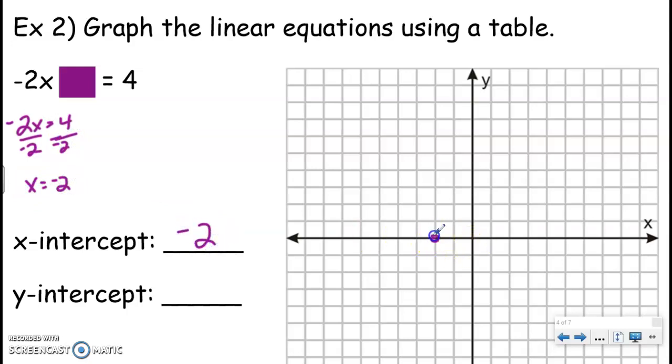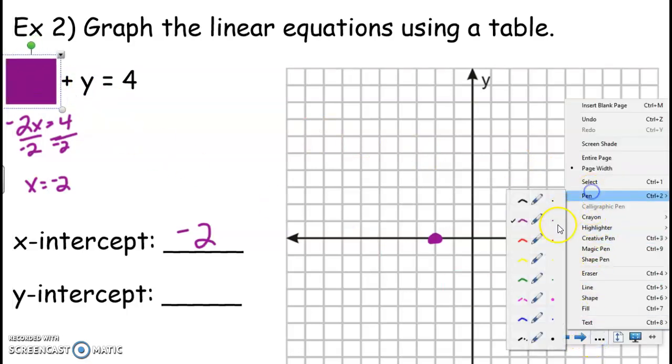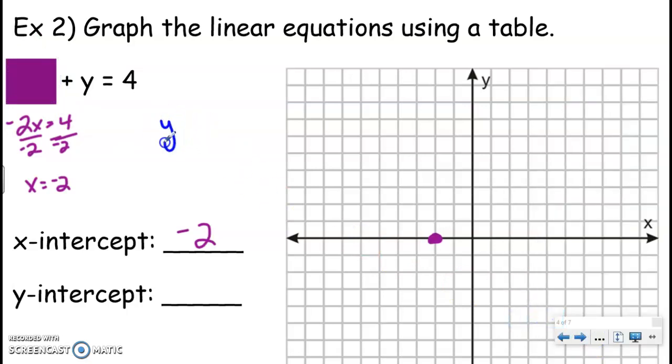I'm going to go ahead and plot that point on my x-axis. Okay, I'm going to move this box over. I'm going to cover up my x this time instead of my y. Notice I'm paying attention to that sign. And when I do that, I am actually left with y equals 4. There's not a number in front, or coefficient, so my y-intercept is 4. I'm going to go ahead and draw my line.